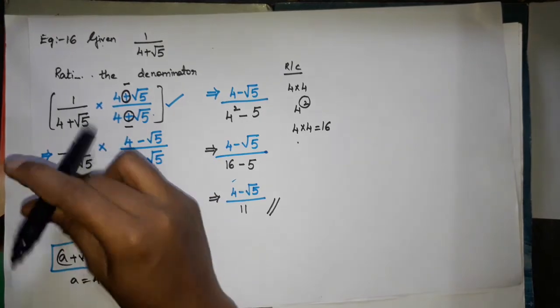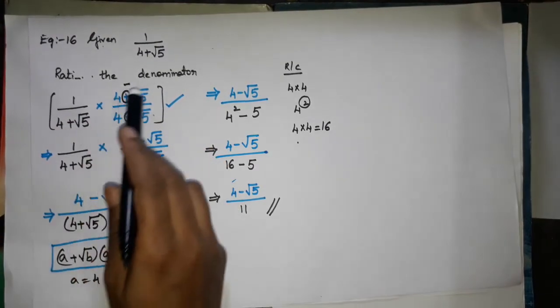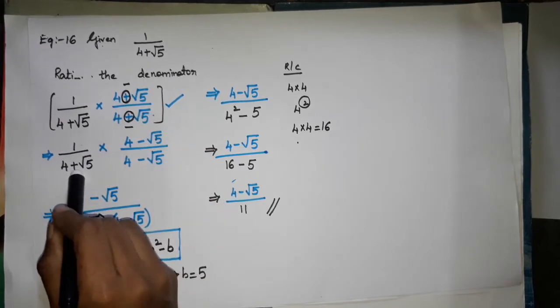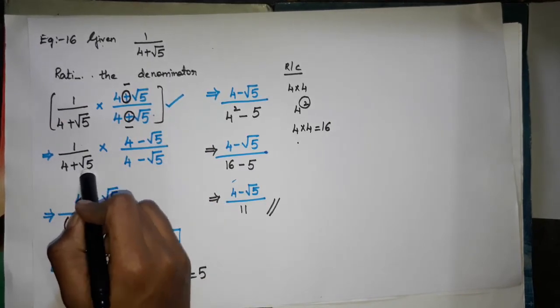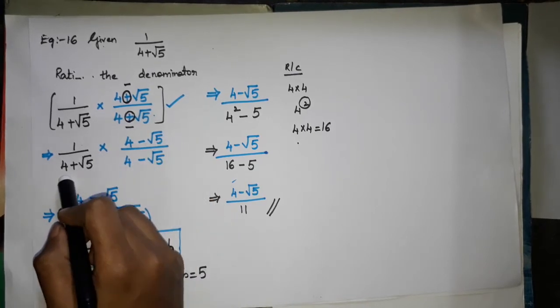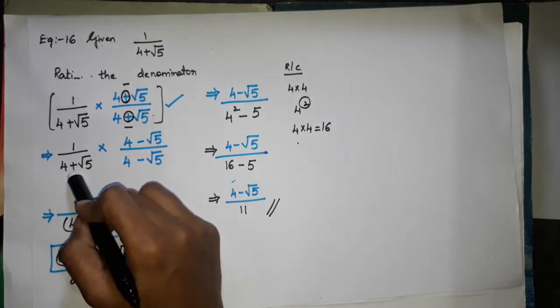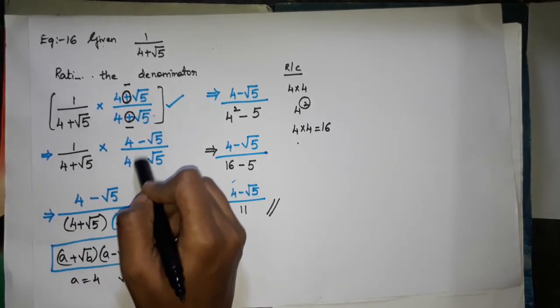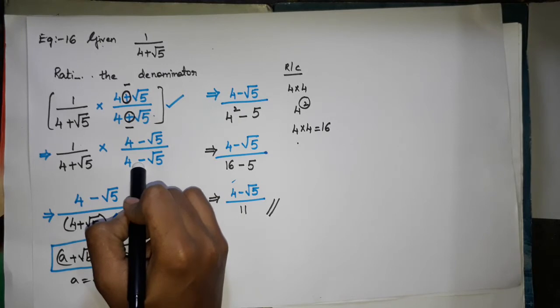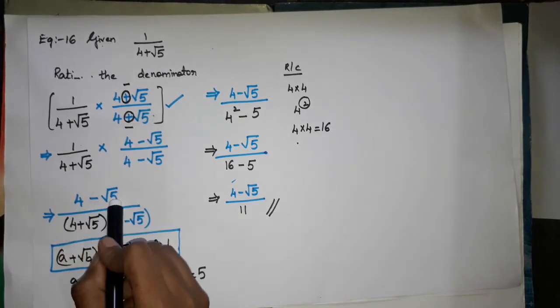Check it here. First, we have to write rationalizing the denominator. Now, what is the question? 1 by 4 plus root 5. Rationalizing means what? Multiply and divide. The denominator is 4 plus root 5, but when we take it here, we have to change the sign as minus, children. Now, 1 into 4 will be 4 minus root 5 as it is.